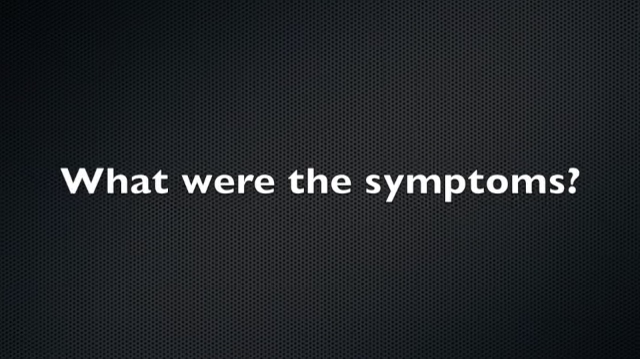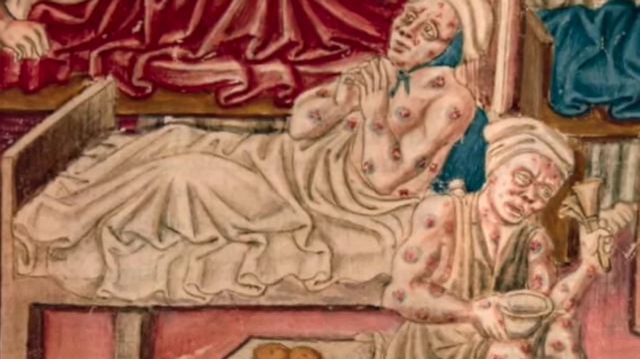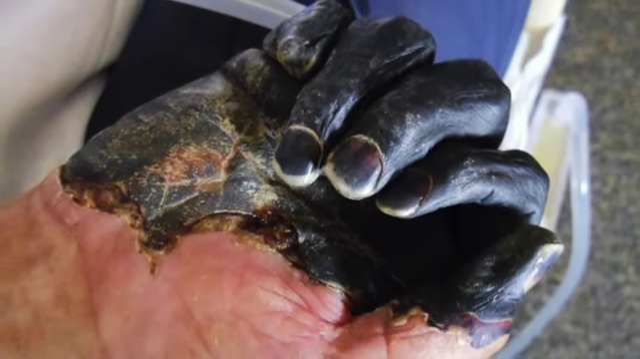What were the symptoms? The initial symptoms of the plague were fever, headache, chills, weakness, muscle aches, and painful lymph nodes. The most severe and prominent symptoms were boils and the blackening of tissue such as fingers, toes, and nose.